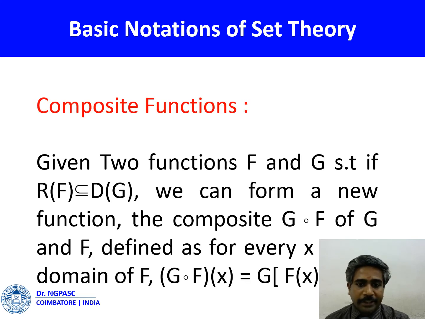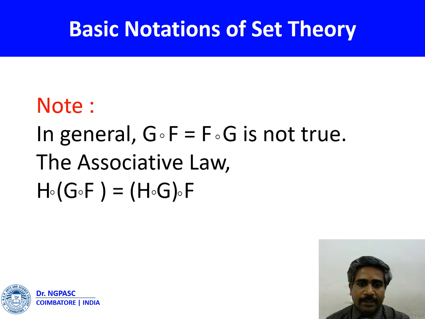Next, composite function. Given two functions f and g such that the range of f is a subset of the domain of g, we can form a new function, the composite function. It is denoted by g circle f, and it is defined as (g composite f)(x) equals g of f of x. Note, g composite f is not equal to f composite g, because they give different values. Therefore commutativity is not true for composite functions. Then the associative law: chi composite (g composite f) equals (chi composite g) composite f.